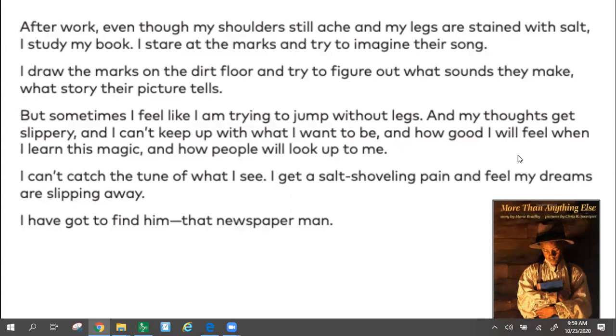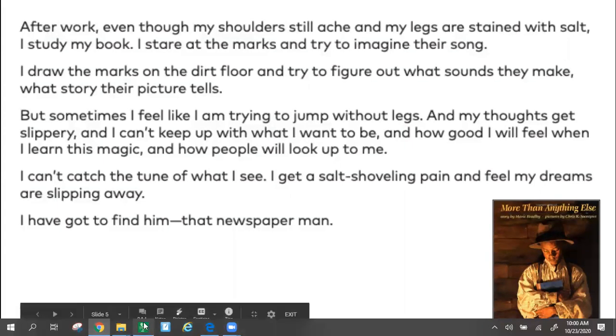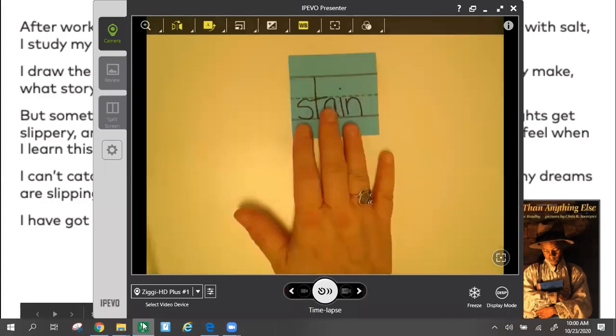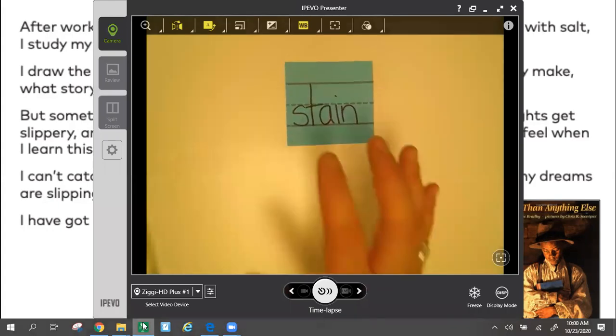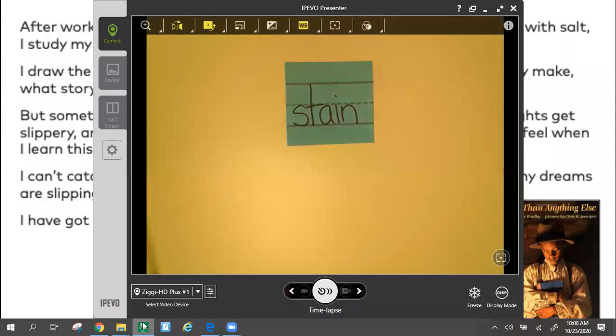I've got to find him, that newspaper man. You remember that part from yesterday? Yeah. So let's see if we can find some words that we need to look at first. After work, even though my shoulders still ache and my legs are stained with salt, I study my book. Who knows what the word stain means? And this is the word stain with an ED at the end, right? Stained. But what is a stain? And then we can probably figure out how adding the letters ED changes it.